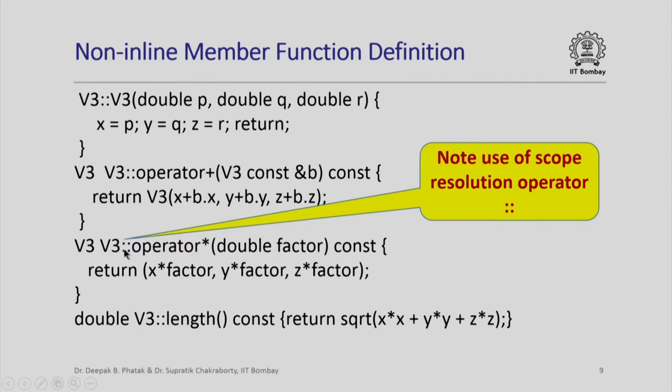The scope resolution operator basically tells us that this member function is of this class, and of course this member function of this class is going to return an object of class V3. So that is what this V3 denotes, and here is the definition of this member function. And finally, here we have the last member function definition, the member function length of the class V3 returning a value double, and here is the definition of this particular member function.